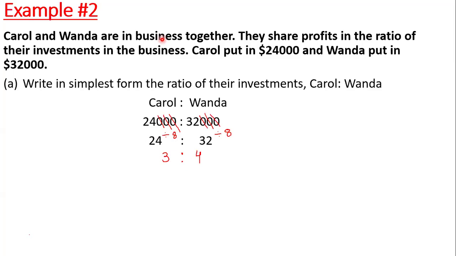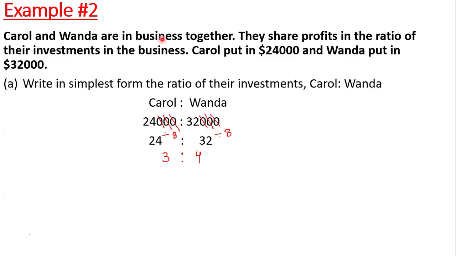Carol and Wanda are in a business together. They share profits and ratio of their investments in the business. Carol put in 24,000 and Wanda put in 32,000. Write in simplest form the ratio of their investment. Good. So how much money did Carol put in, Chloe? 24,000. Good. That's why we have 24,000 there.